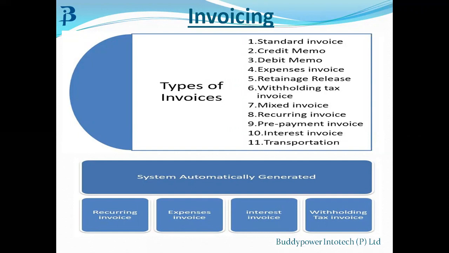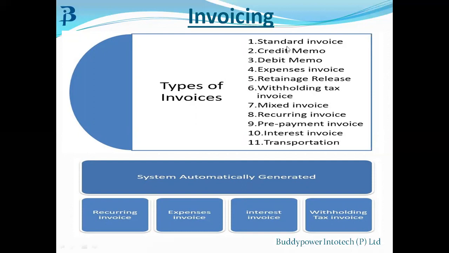We basically have 11 different types of invoices. We'll just touch upon what each invoice means before we start off the practicals. A standard invoice is basically an invoice from a supplier representing an amount due for the goods or services purchased, and standard invoices can be matched to a purchase order.